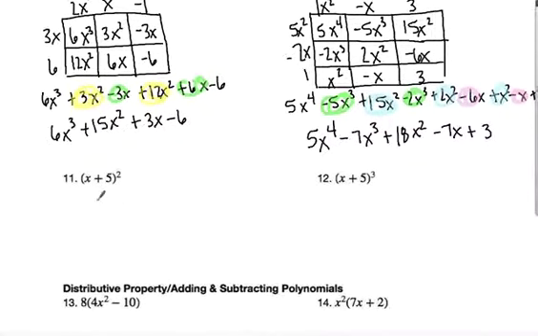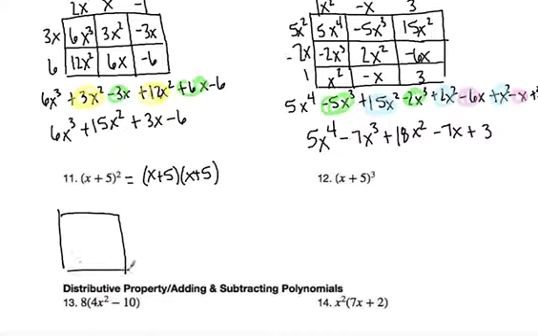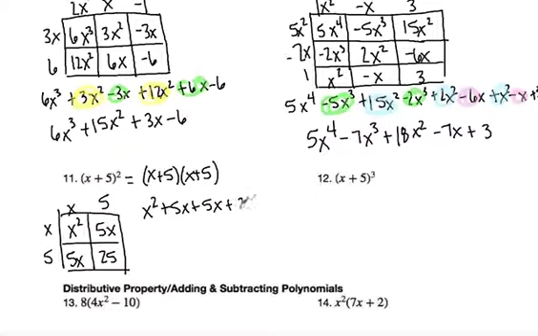All right, number 11, x plus 5 to the second power. So remember that second power means we have this 2 times. So we're going to draw our box. We've got a 2 by 2, so we're going to have 4 little boxes. X times x is x squared. X times 5 is 5x. 5x here, and a 25 here, 5 times 5. Take them out. X squared plus 5x plus 5x plus 25. Put together your like terms. X squared plus 10x plus 25.